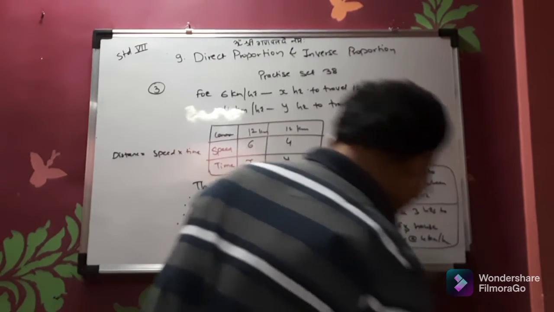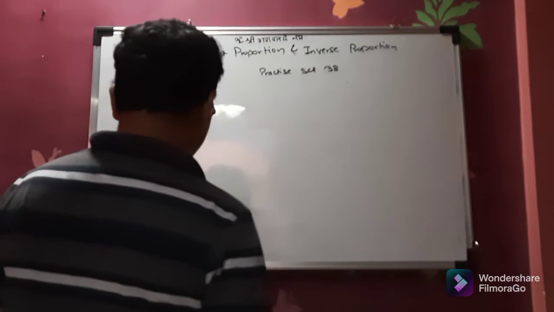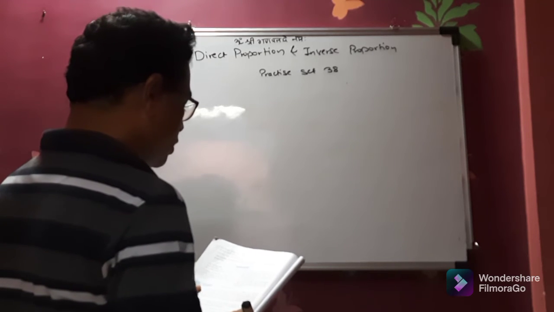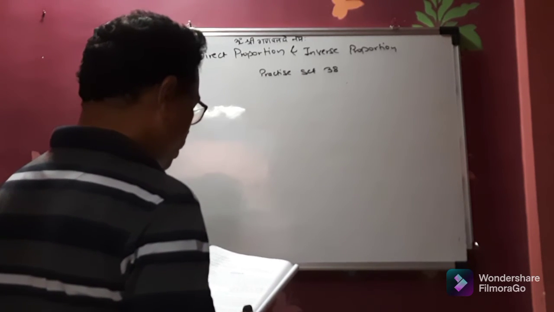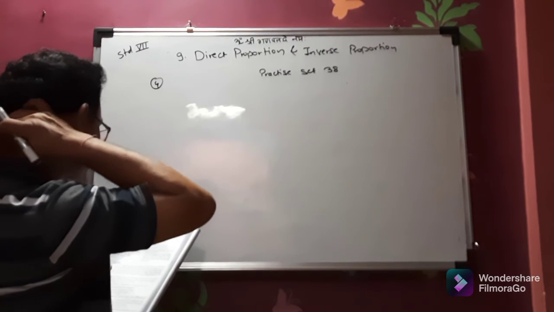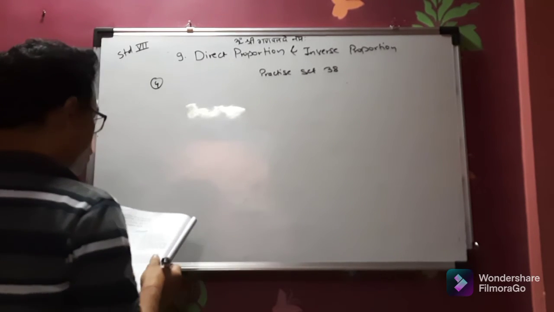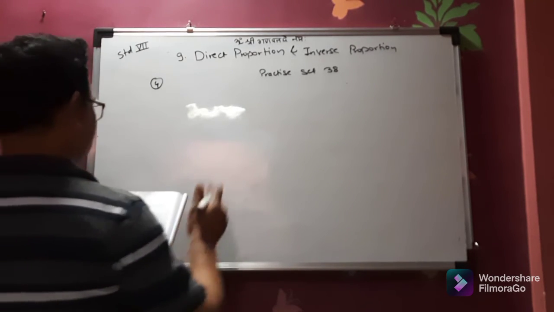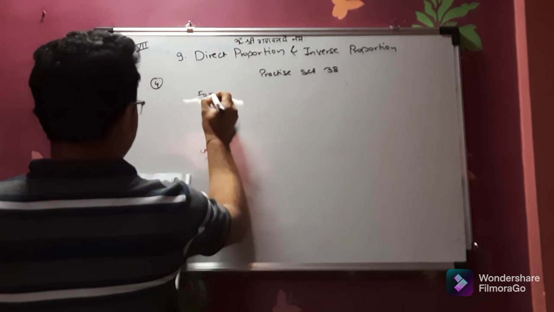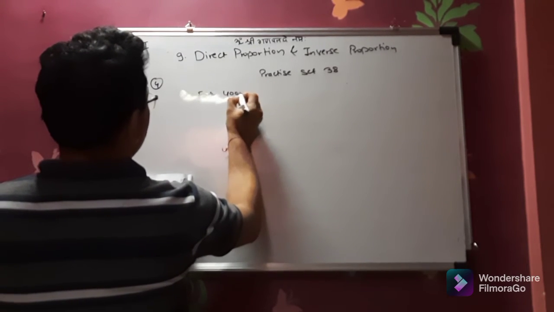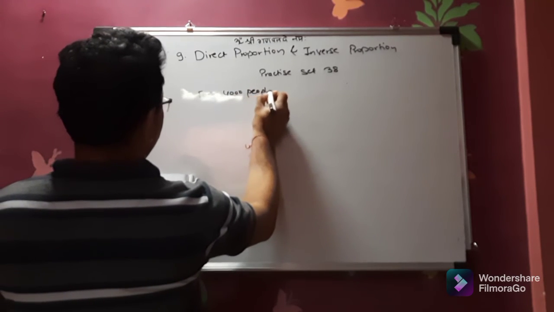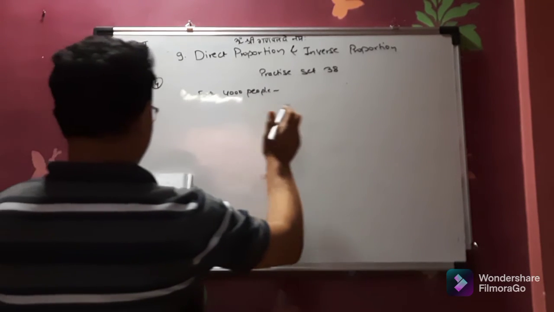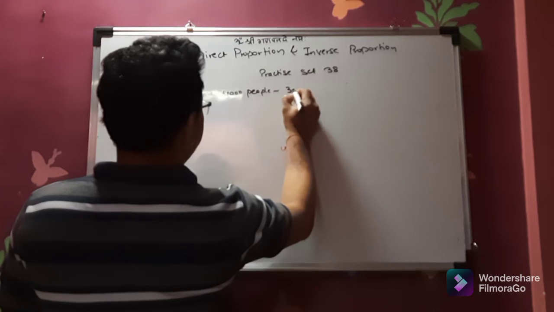We will solve problem number 4. The stock of grain in a government warehouse lasts 30 days for 4,000 people. How many days will it last for 6,000 people? So for 4,000 people, the stock of grain will last for 30 days.